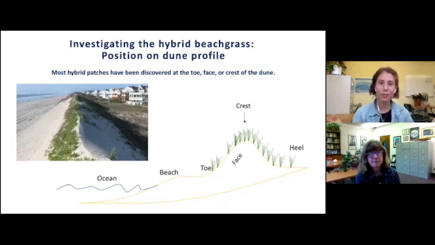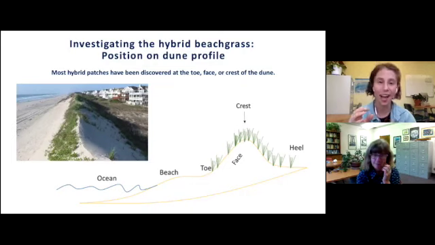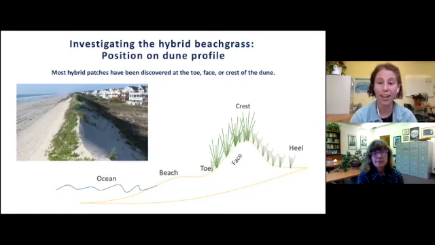And now I want to zoom in a little bit further, not just to the location of the hybrid patches in terms of their latitude, but also its location on the dune profile, which is shown here. At its most basic, a dune profile has certain areas: the toe closest to the beach, the face as it slopes upward, the crest at the highest point, and the heel or the dip in the back area. When we documented where we found the hybrid patches, what we noticed is that the hybrid was most abundant at the toe, face, and crest areas, at least what we currently found.